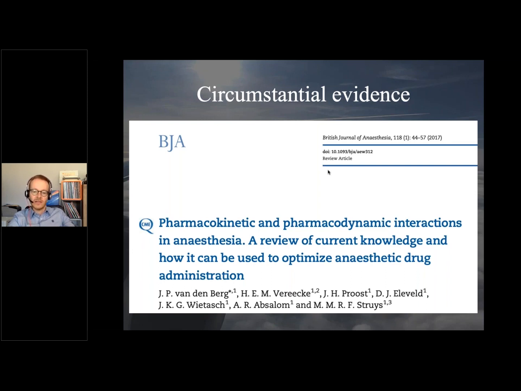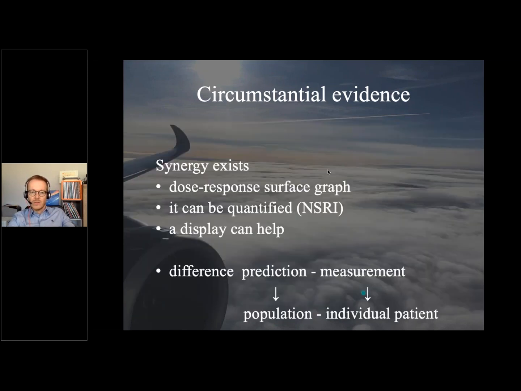So what we are trying to find is how do drugs interact, and if you know about this interaction, how can it optimize your anesthetic drug administration? So what we know is that some anesthetics work synergistically. So 1 + 1 = 3. So we will see how you can represent it on a graph. Also, you can give it a number. This is called NSRI, Noxious Stimulus Response Index. And then we will talk about how a display can help.